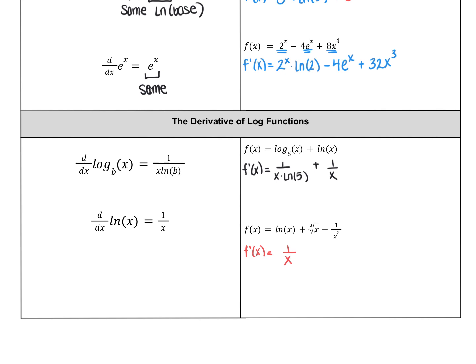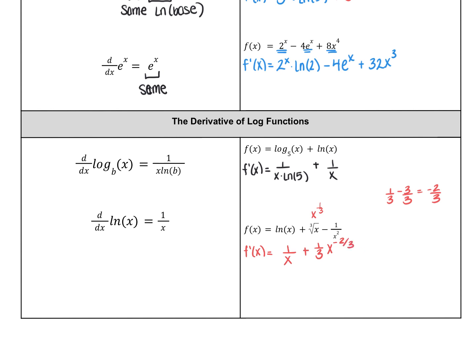And this one, we can't take the derivative until we make it to the 1/3 power. So we're going to use a power rule, bring the 1/3 in front, keep the base, and decrease the power by 1. So 1/3 minus 3/3, that gives us negative 2/3.